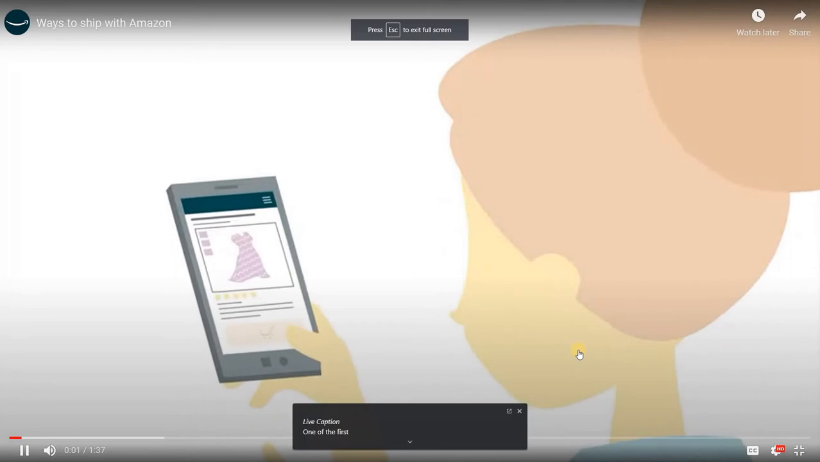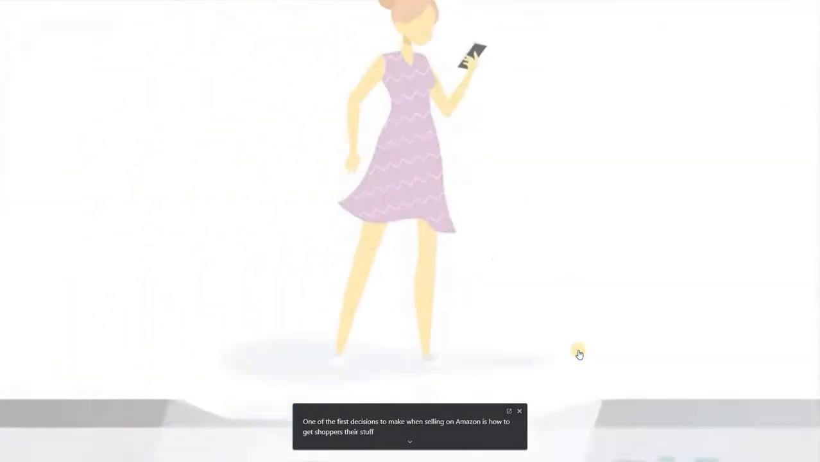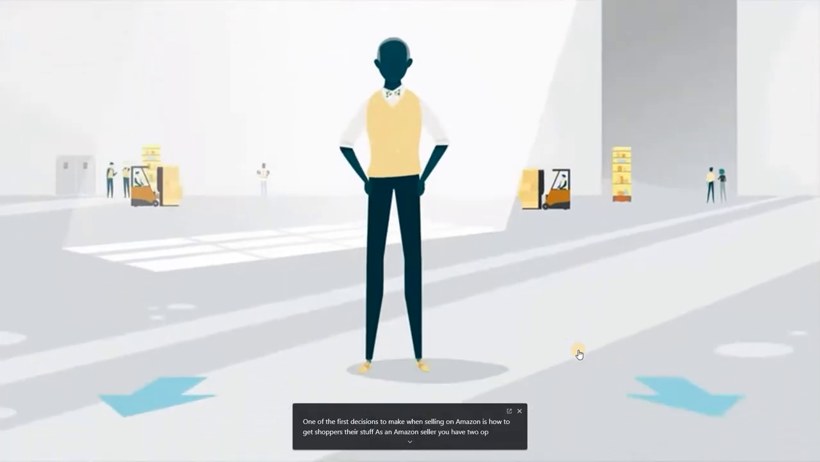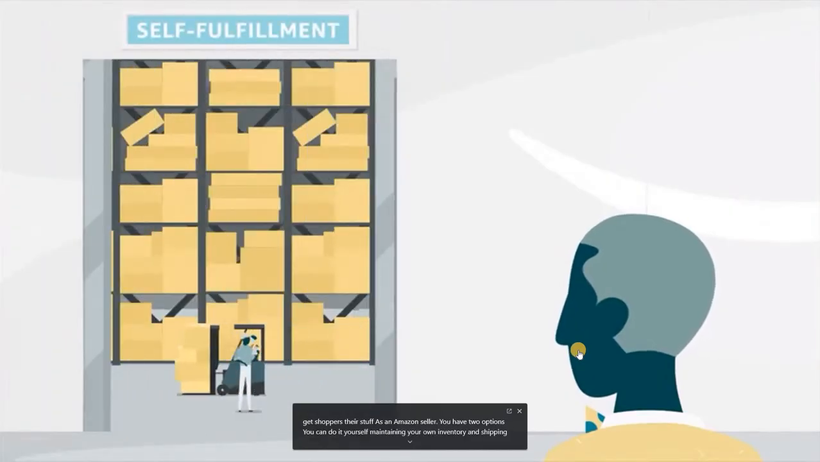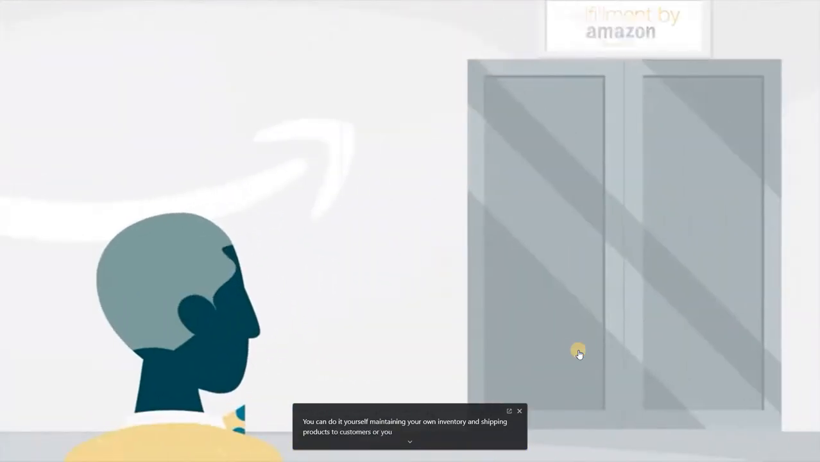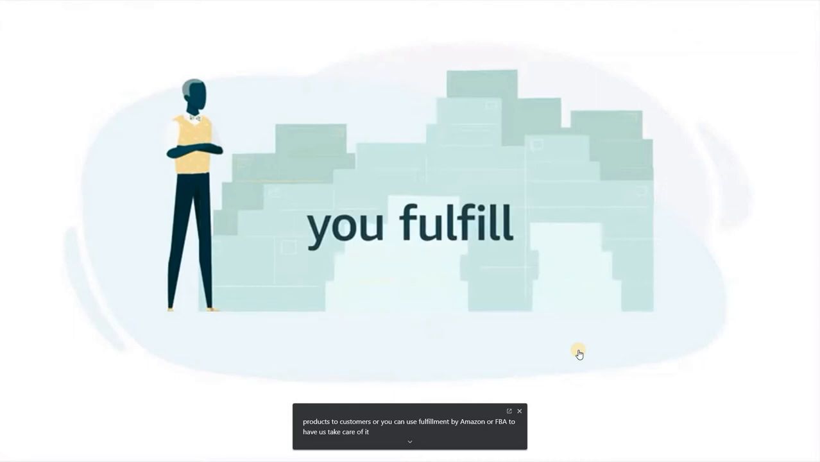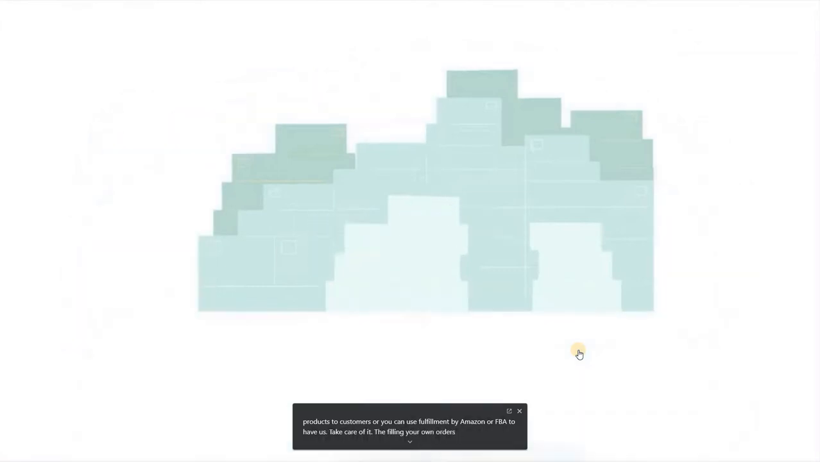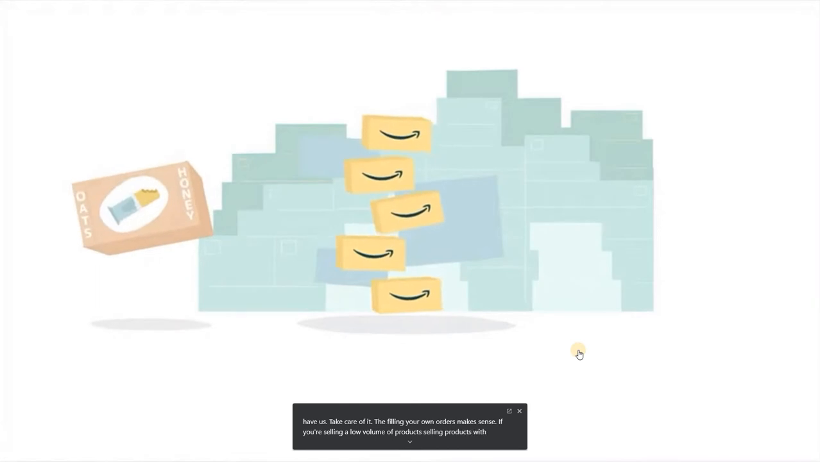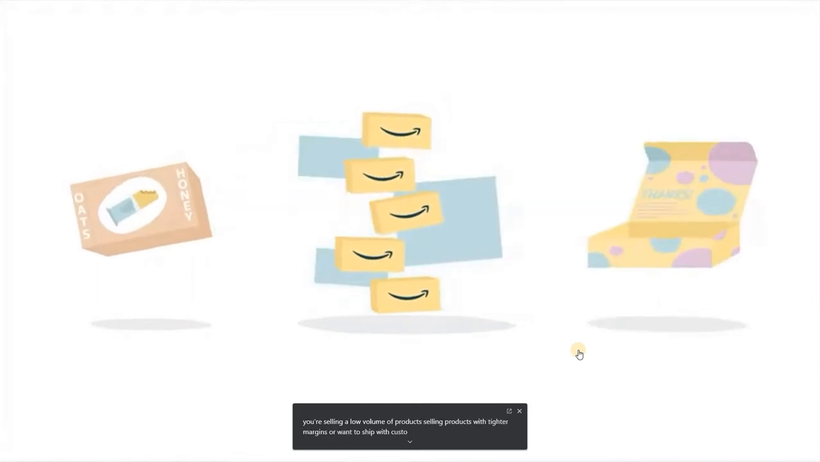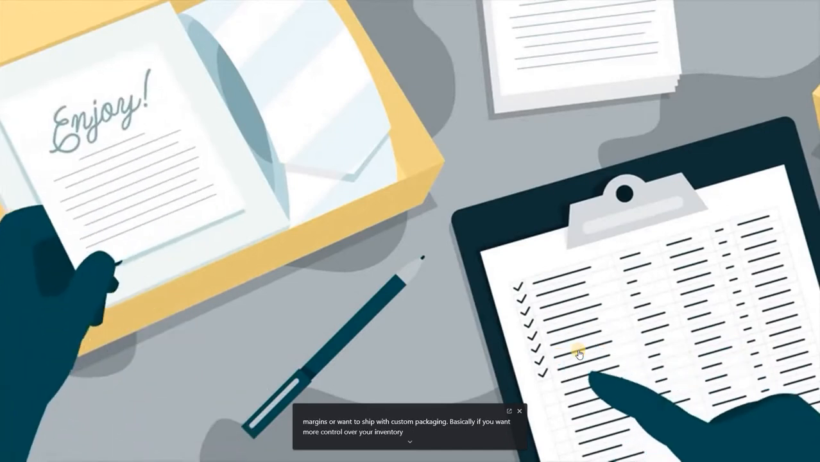One of the first decisions to make when selling on Amazon is how to get shoppers their stuff. As an Amazon seller, you have two options. You can do it yourself, maintaining your own inventory and shipping products to customers, or you can use Fulfillment by Amazon, or FBA, to have us take care of it. Fulfilling your own orders makes sense if you're selling a low volume of products, selling products with tighter margins, or want to ship with custom packaging. Basically, if you want more control over your inventory, it's a great choice.